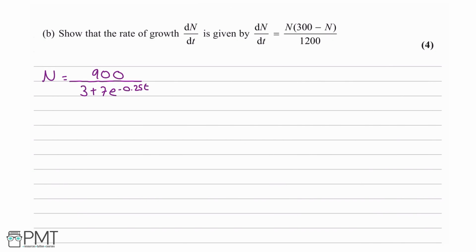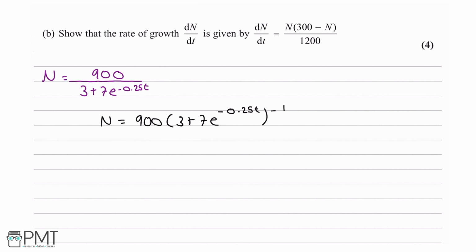Part B says, show that the rate of growth dn by dt is given by dn by dt equals n times 300 minus n all over 1200 for 4 marks. So what we're going to do is first rewrite n without the fraction components. I'm going to say that n equals 900 times 3 plus 7e to the minus 0.25t, and then all of this to the power of minus 1.